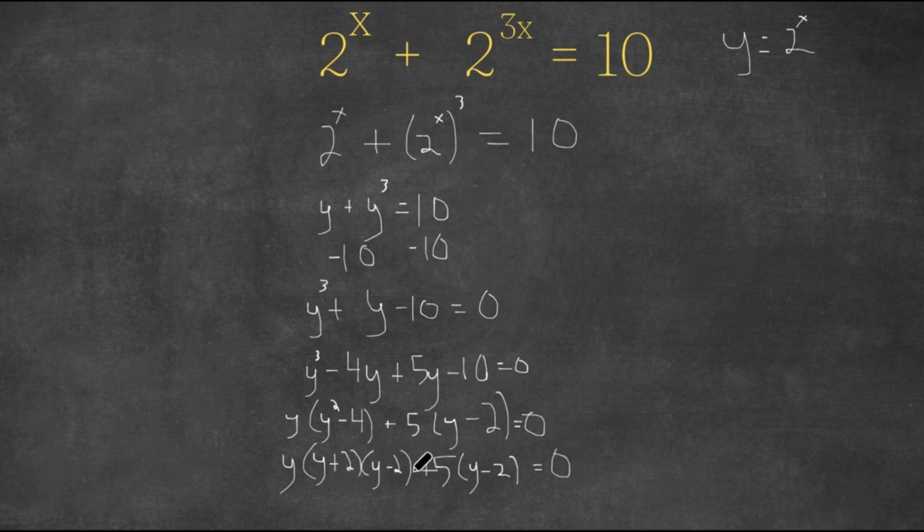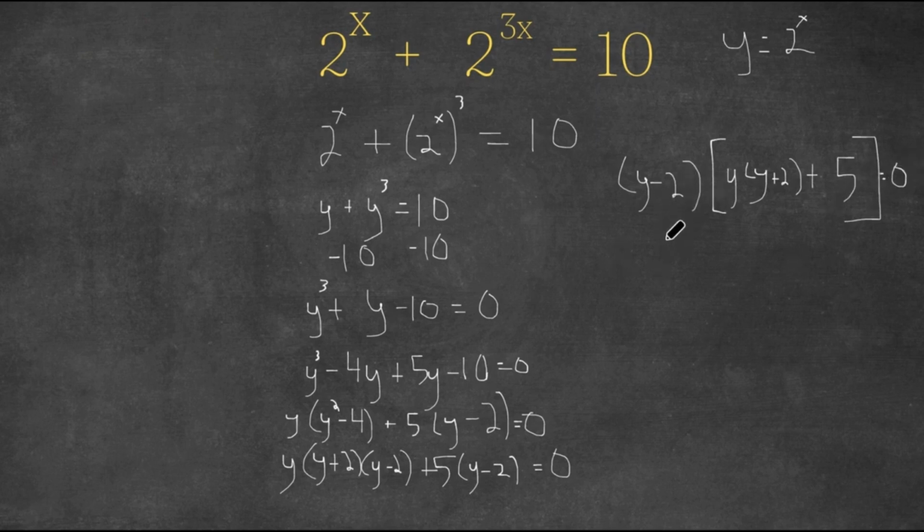And now, as you can see, since both terms have y minus 2 in them, we're going to factor out y minus 2 here. So if we factor out y minus 2, we get y times y plus 2 plus 5. And all of this still equals 0.